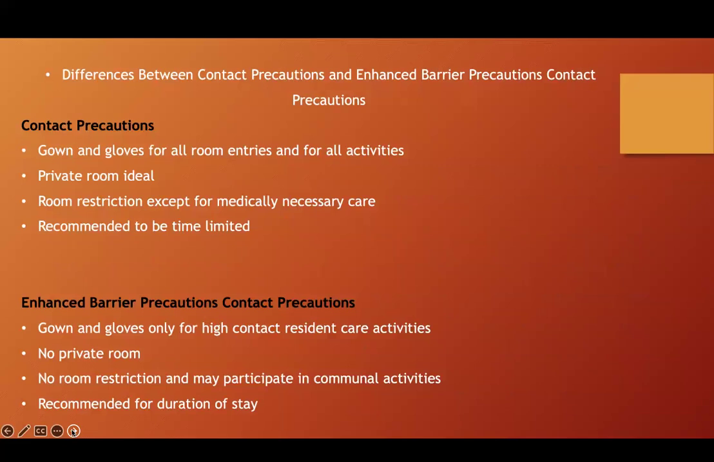So once again, the difference between contact precautions and enhanced barrier precautions. With contact precautions, you gown and glove for all room entries and for all activities, regardless of what you are doing for that patient. Private rooms are ideal for contact precautions. Again, if you have 2 residents with the same pathogen and you choose to cohort, you could do that, but ideally you would want a private room. Room restriction, except for medically necessary care, if they absolutely have to go out for dialysis or something. But otherwise, they are restricted to their rooms to minimize the spread of the infection.